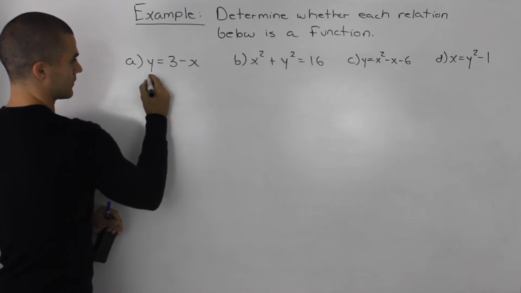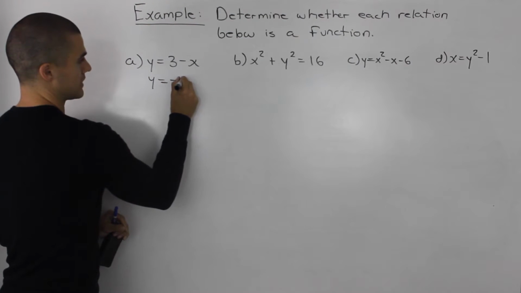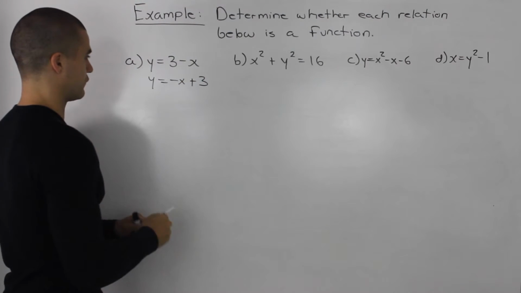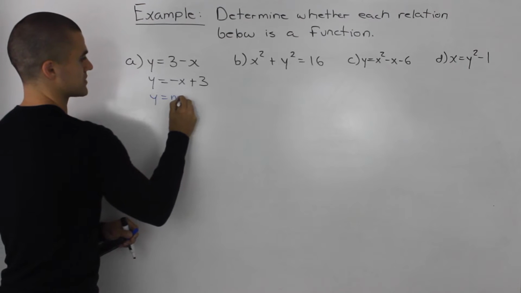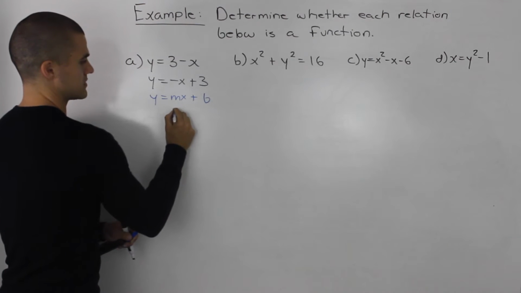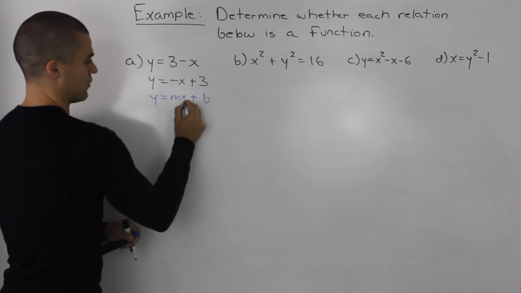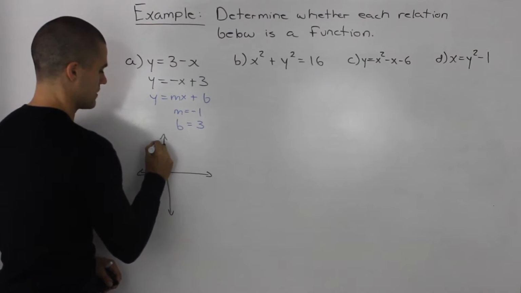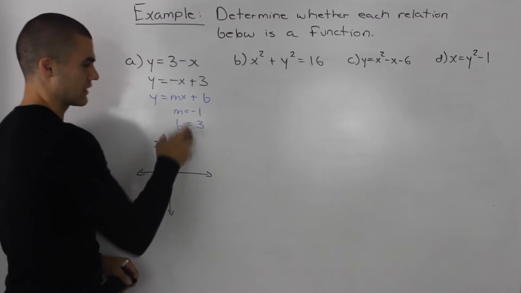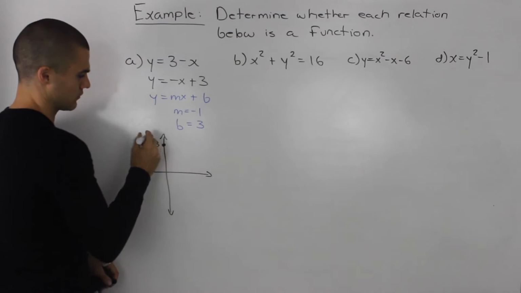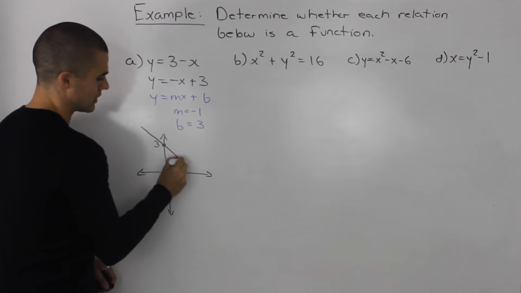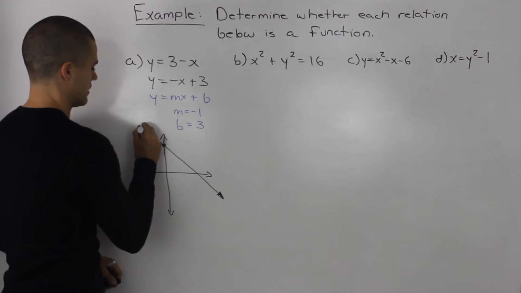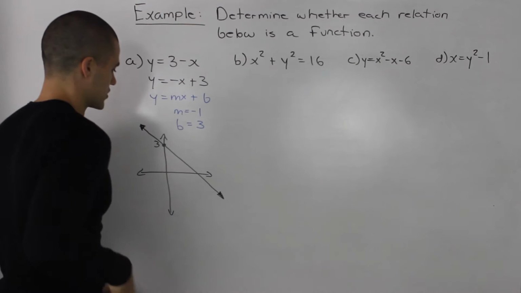this is a line, right? If we rearrange this, it would be negative x plus 3, and it holds the form y equals mx plus b, right? So the slope is negative 1, and the b value, or the y-intercept, is 3. So the y-intercept is 3, and the slope is negative 1, meaning that it's going downwards. So the line would look something like this, and it would go on forever in both directions.